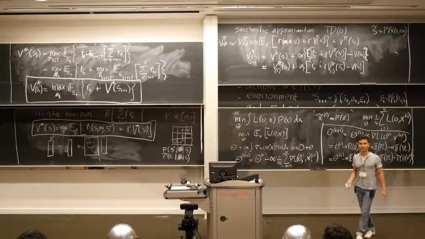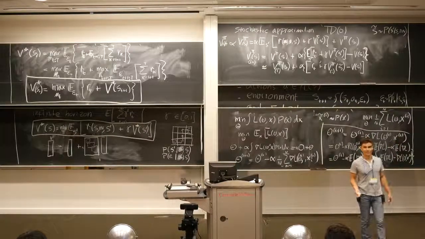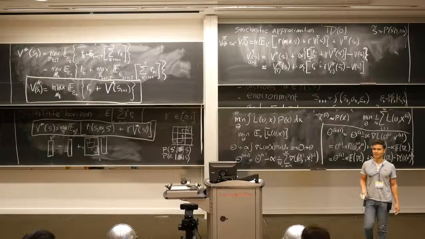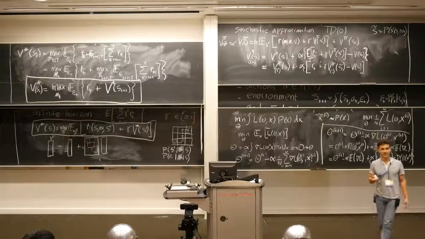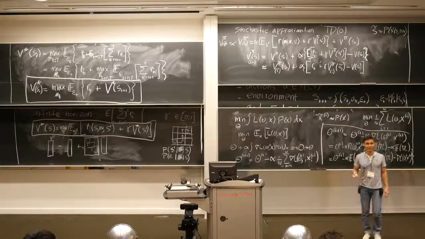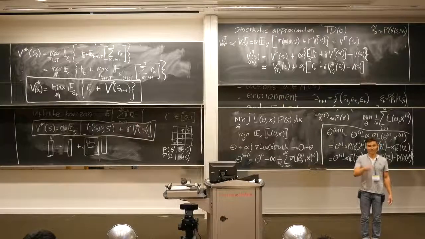Why does 1 over t make sense intuitively? Has anyone thought about it? What's the sum of 1 over t, or sum over t of 1 over t, of the sequence 1 over t to infinity? Pardon?